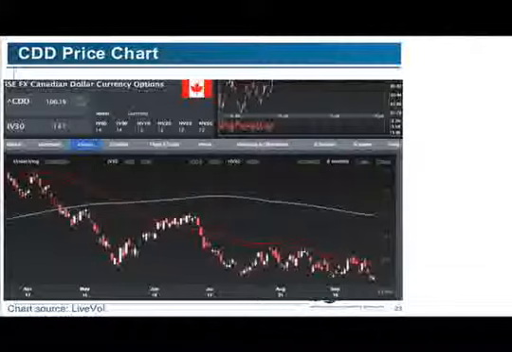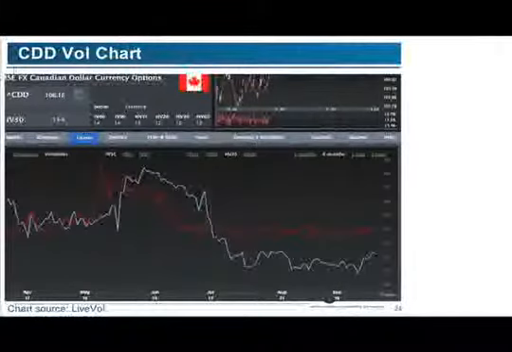Now, here's how we quantify that, by looking at a volatility chart. As you can see, the implied volatility, that is basically the relative price of options when you hold everything else constant, in terms of volatility has been pretty level since July here in the Canadian dollar.